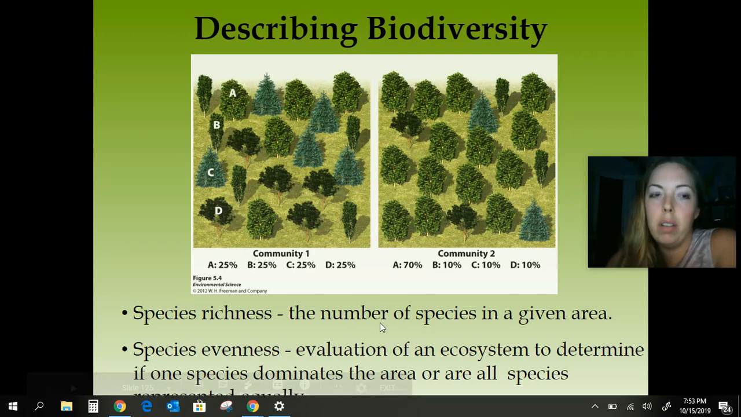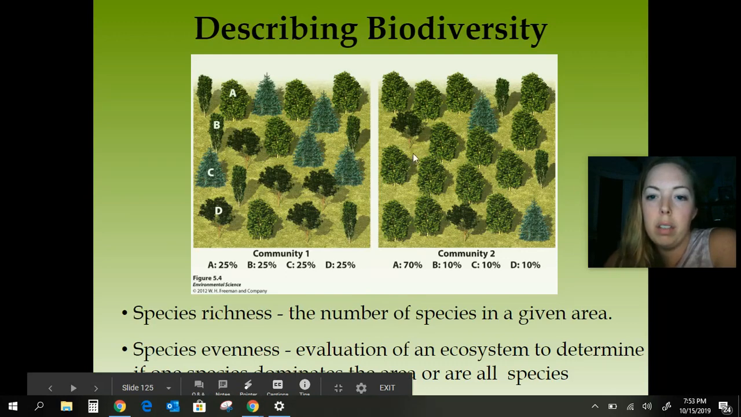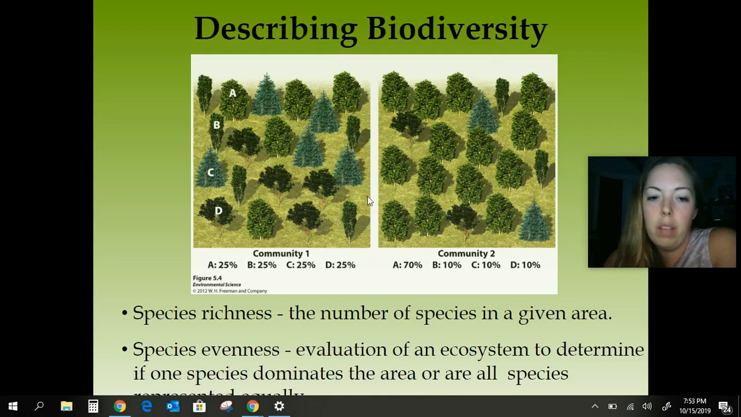So if you look at this example right here, this is an example of two forests. Consider we have these two communities, Community 1 and Community 2. Both of these forests contain 20 trees that are distributed amongst 4 species. You can see A, B, C, and D. In Community 1, each species is represented by 5 individuals. We've got 5 of species A, 5 of species B, you can count them there, C, there's 5, and then D, there's 5 right there.